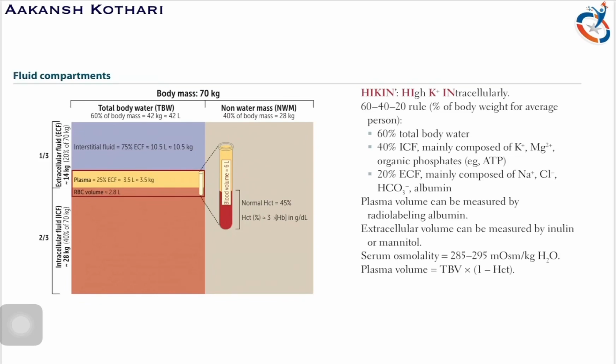Now how is the plasma volume detected? It is measured by radio labeling albumin. So if there is a question which asks how plasma volume is measured, it is by radio labeling albumin. Is it clear? Now what is the normal hematocrit value? The normal hematocrit value is 45%, and the hematocrit is usually determined by 3 times the hemoglobin content. So this is how the hematocrit is determined.